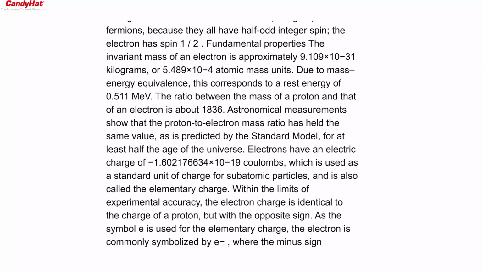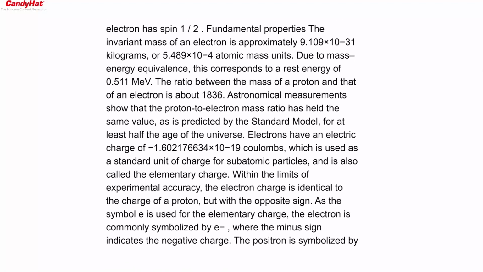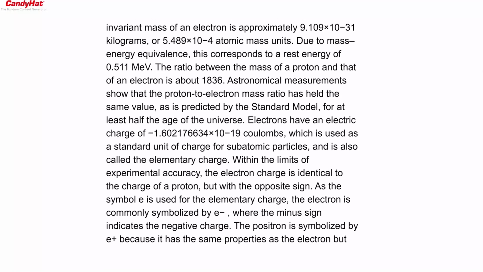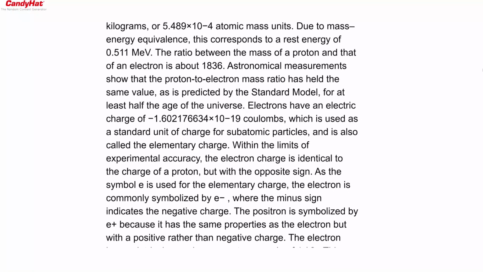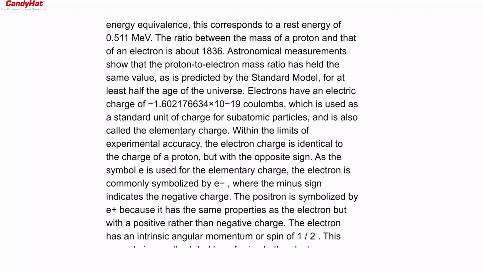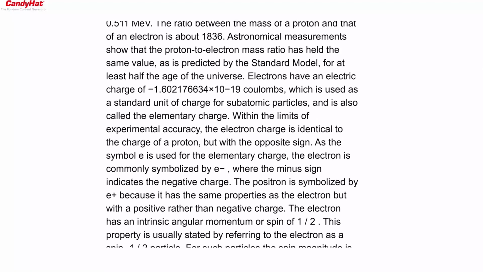Electrons have an electric charge of -1.6021766634 times 10⁻¹⁹ coulombs, which is used as a standard unit of charge for subatomic particles, and is also called the elementary charge. Within the limits of experimental accuracy, the electron charge is identical to the charge of a proton, but with the opposite sign.